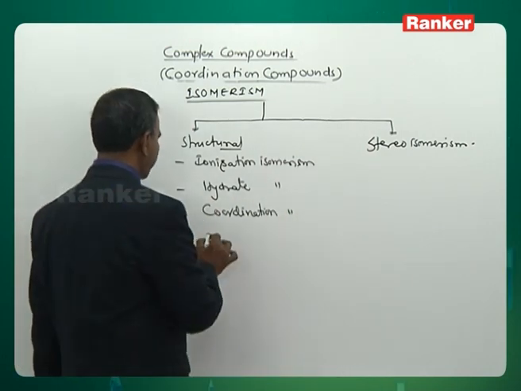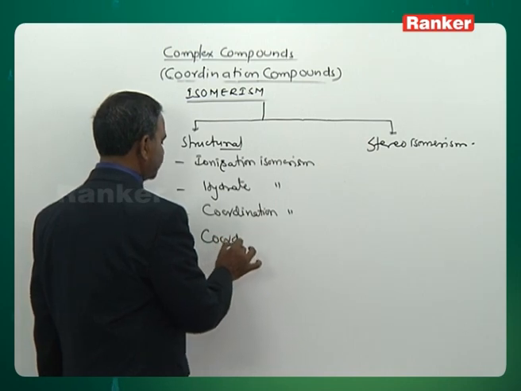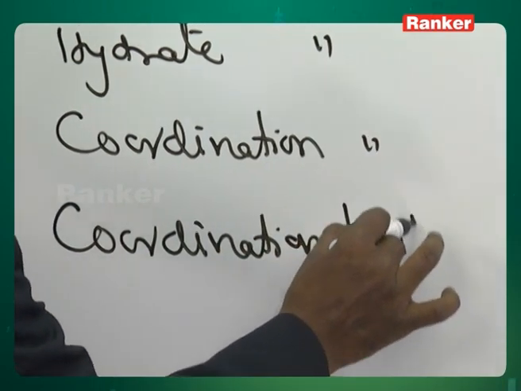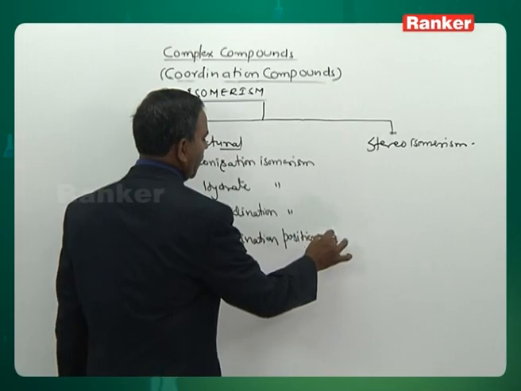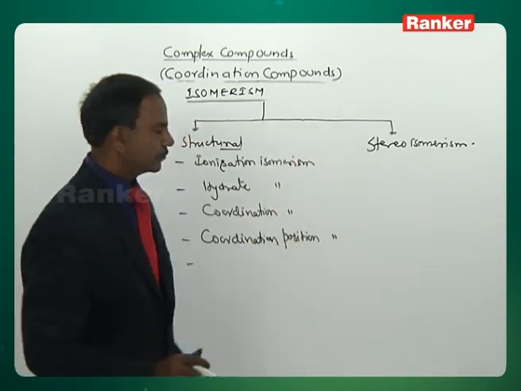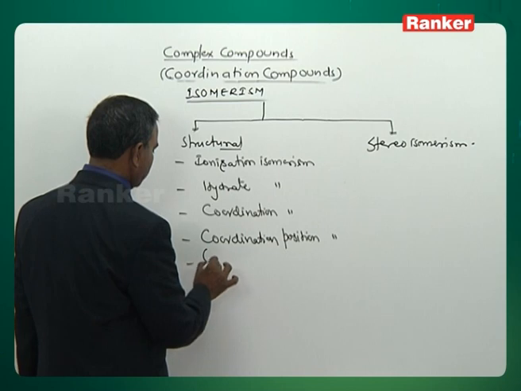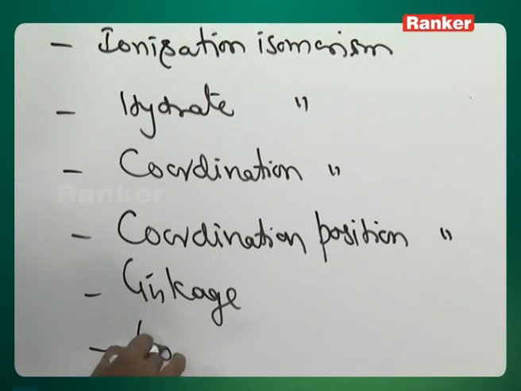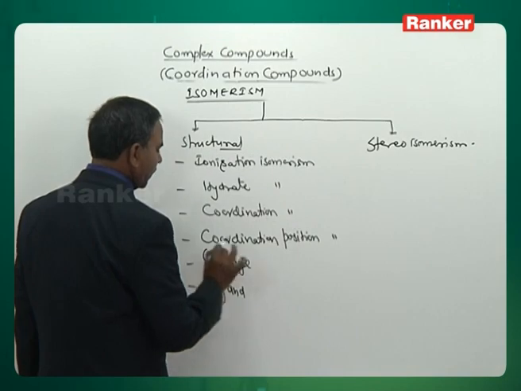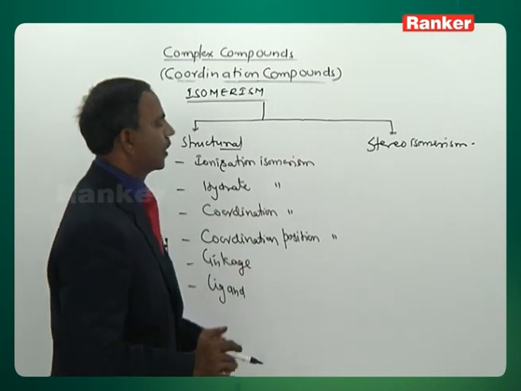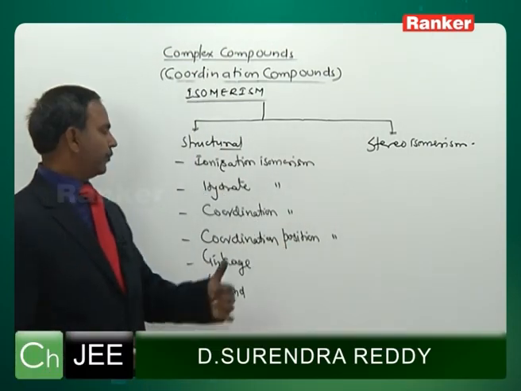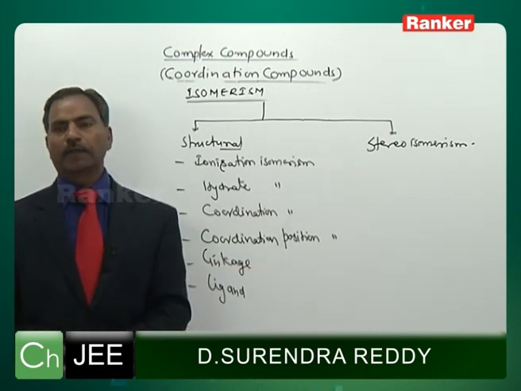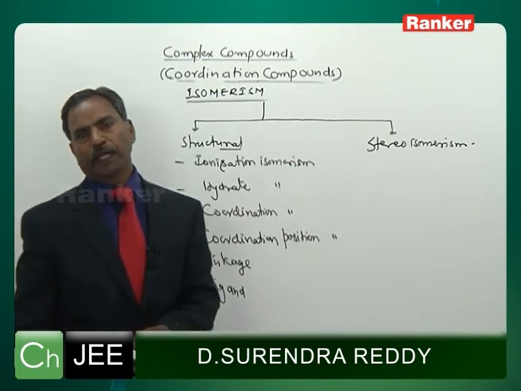Next, coordination position isomerism. Linkage isomerism. Next one is what? Ligand isomerism. So ionization isomerism, hydrate isomerism, coordination position isomerism, linkage isomerism, ligand isomerism. Under structural isomerism, these many types are there.